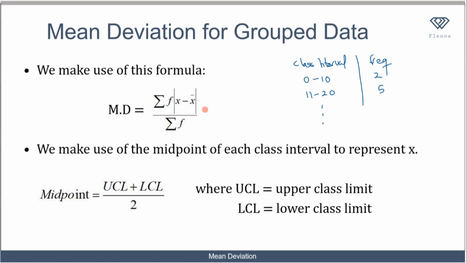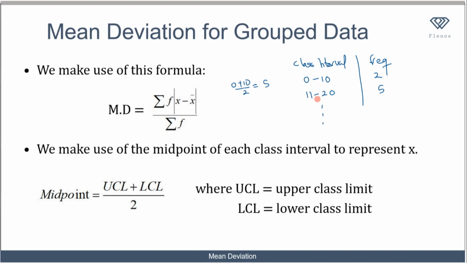So now the only issue is trying to pick a single value for x. To find a single value for x, we make use of the midpoint of each class interval to represent x, and the midpoint is given as the upper class limit plus the lower class limit divided by 2. So for the first row, 0 to 10, it becomes 0 plus 10 over 2, and that is 5. So I will represent this interval by just a single value of x as 5.